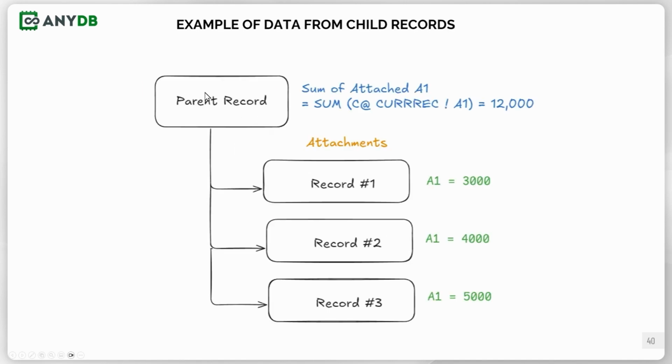Imagine you are the parent record and we have these three attachments, record 1, 2, and 3, with cell A1 from all of these records. And each of them has the value 3,000, 4,000, and 5,000. Say you want to get the sum of all of these values in your parent. The formula is going to be sum of C at current record of A1, and that gives you a formula that returns the value 12,000 automatically. Now, if you ever change these values in the attachments, this is going to update. At the same time, if you add another attachment, automatically this value will also update with the value from A1 from this new record.